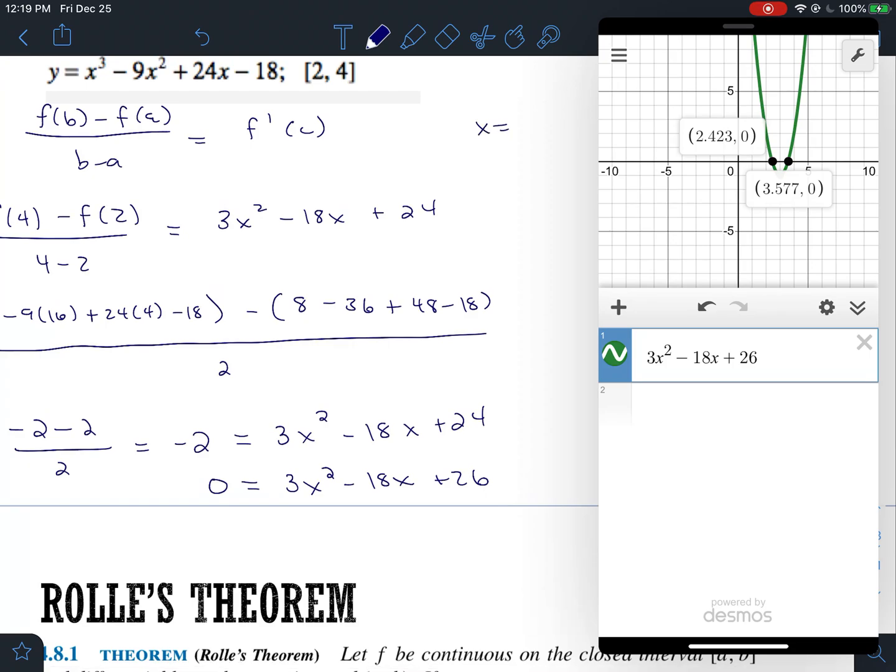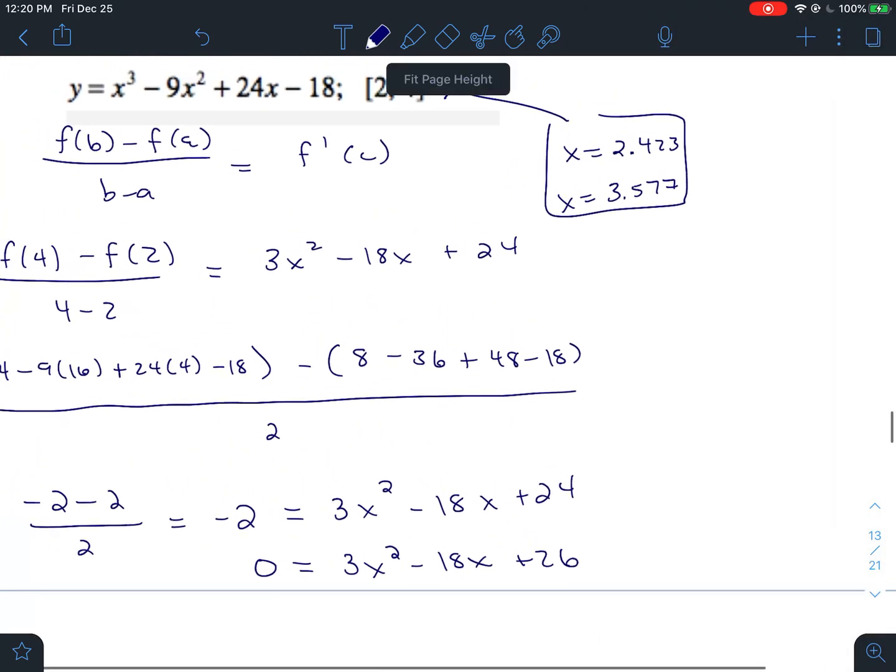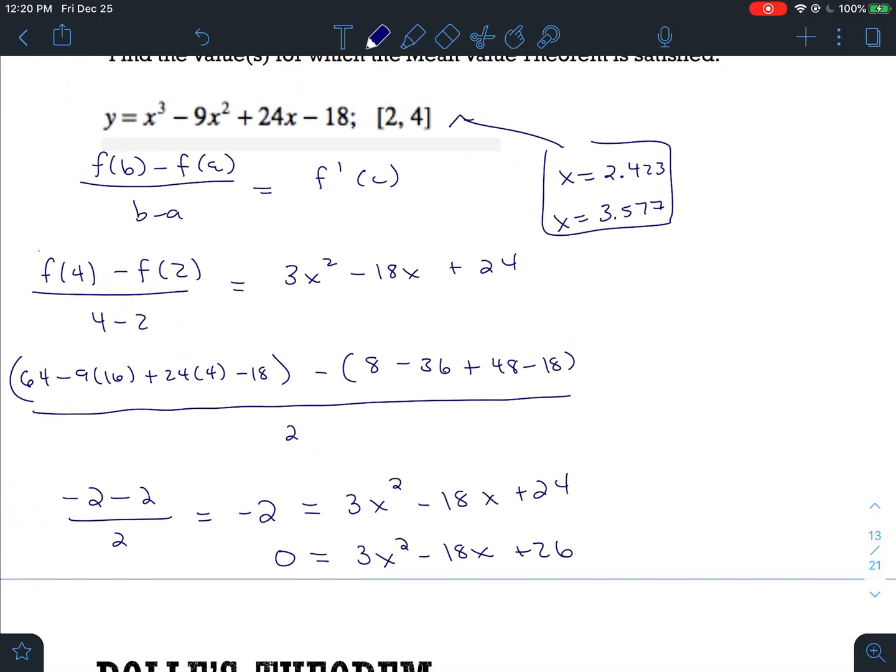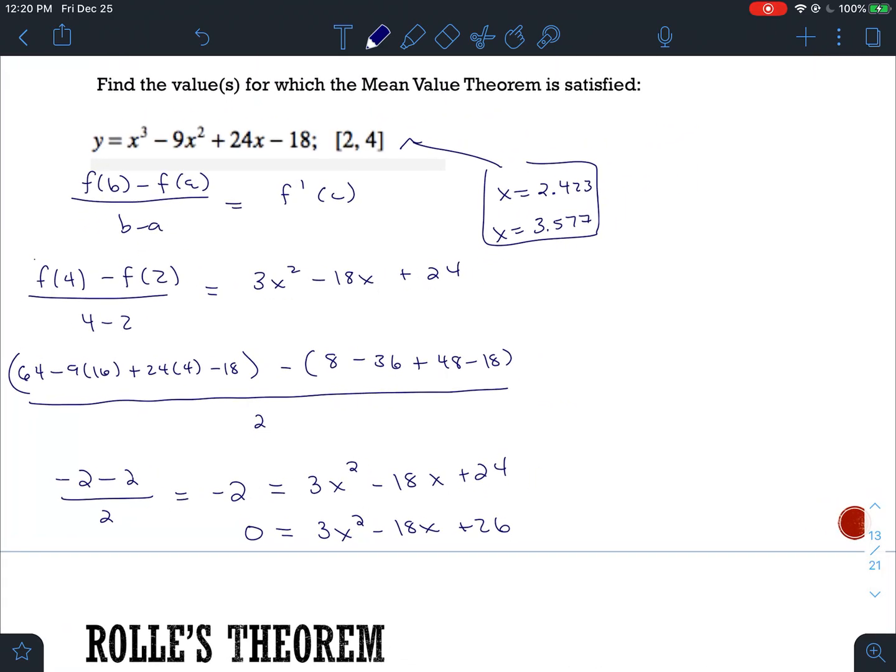We want to know when 3x squared minus 18x plus 26 is equal to 0. We would have had to use the quadratic formula, and x equals 2.423, or x equals 3.577. And notice both of those are on the interval 2 to 4, so there are 2 places on that graph where the instantaneous rate of change will equal the average rate of change. And that is the mean value theorem.